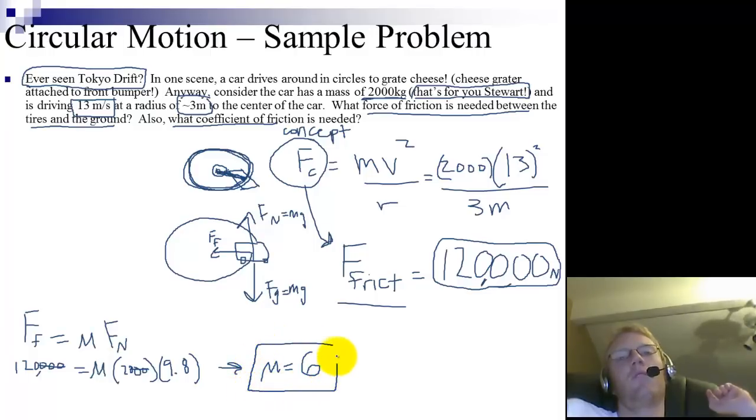I'll be honest with you. That seems way too high to me. Realistically, I don't think the coefficient of friction between rubber tires and the ground is 6.